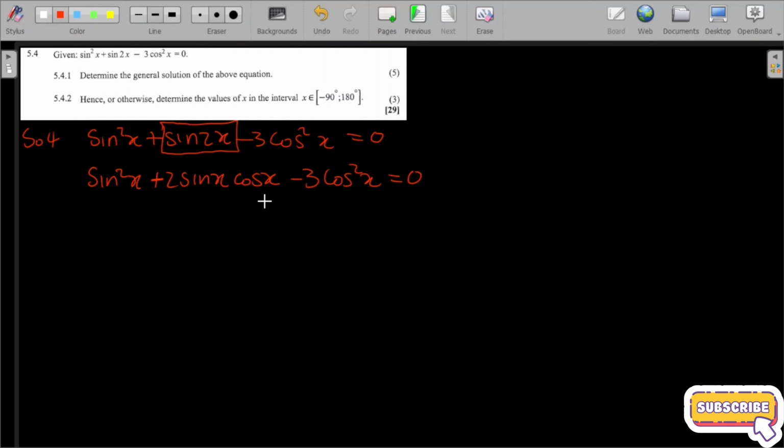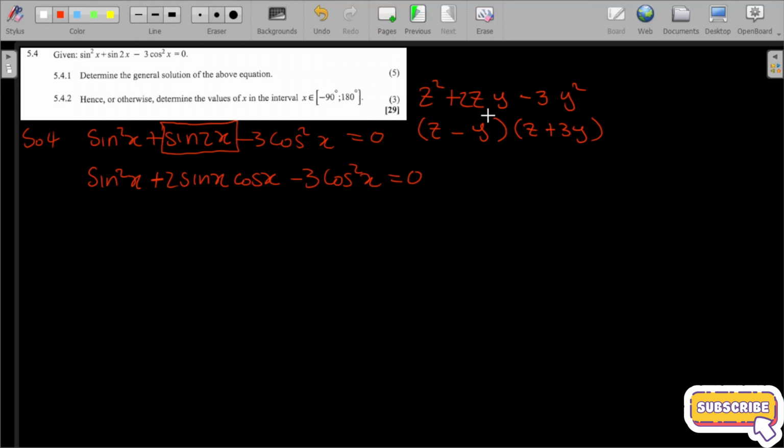This is very important, guys. Now, let me just write this as 2z squared plus 2zy minus 3y squared. This thing is factorizable if you can say this is (z minus y) times (2z plus 3y).